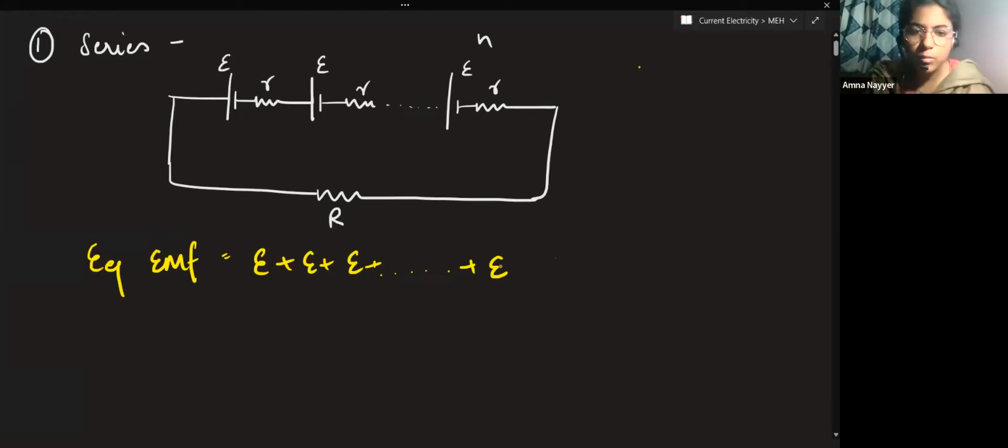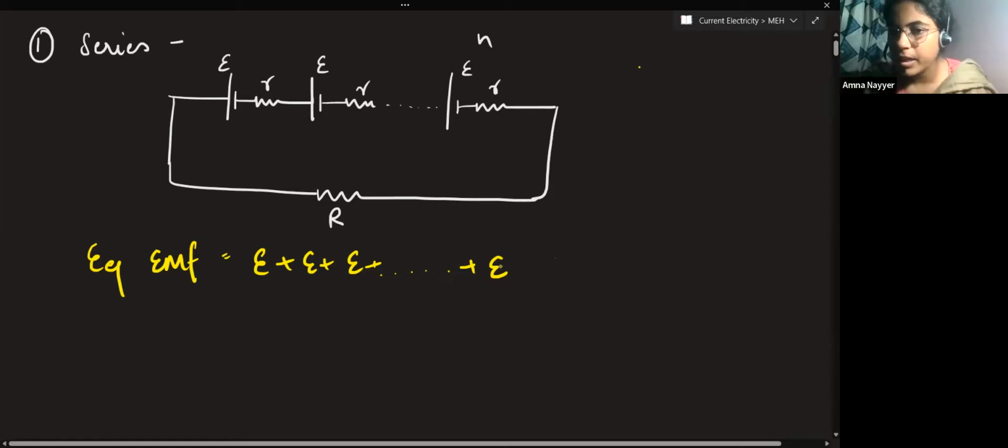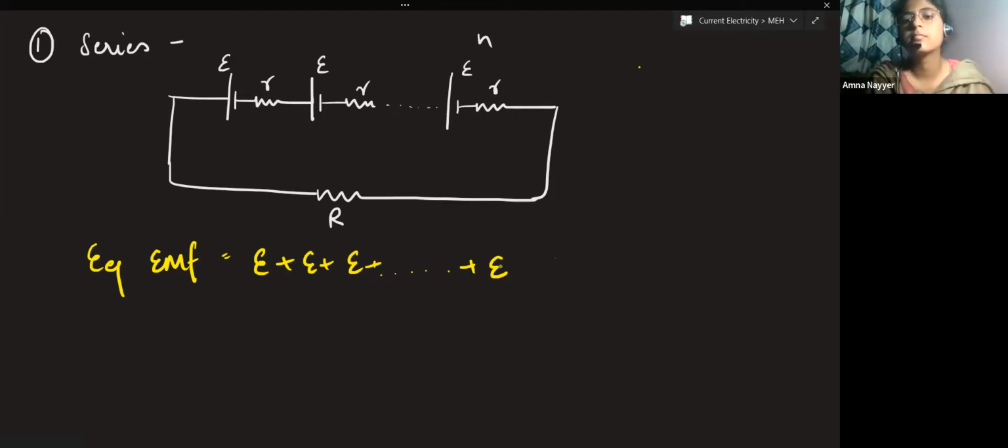Can anyone tell what should be the equivalent EMF for N number of cells? Samya, can you try? E plus E plus E, and if N number of cells are present, like five cells, what will be the value of equivalent EMF? Respond, class. No one is responding. Maximum, what will happen? The answer will be wrong. No, we are discussing only. It's just general discussion.